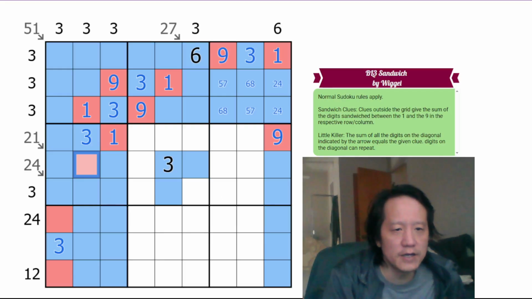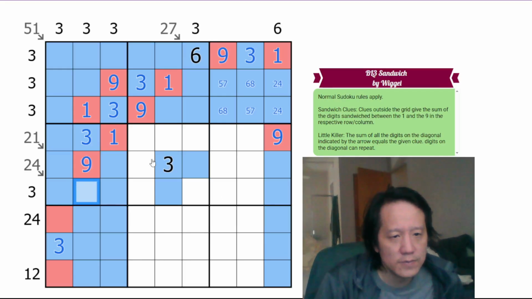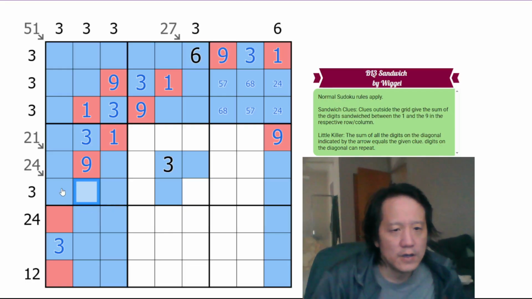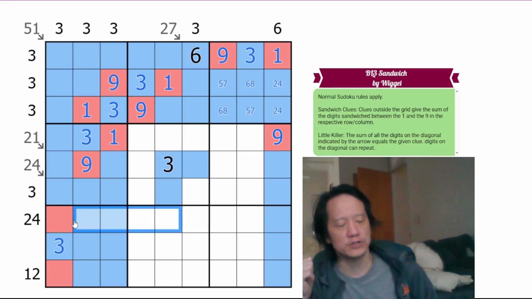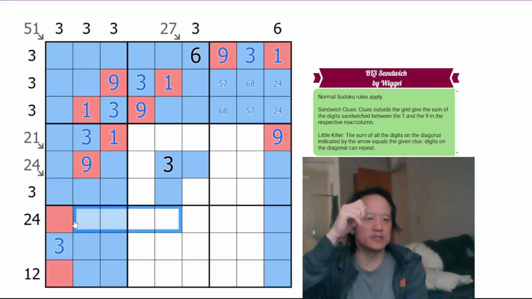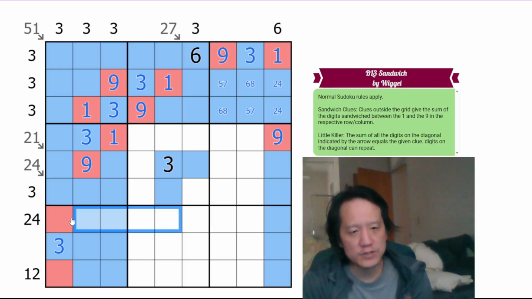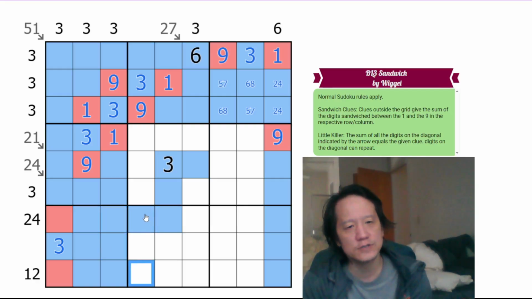This has to be 9. Neither of these can be 9. It could be a 7, 8 pair here. These 3, okay, so how many digits can add up to 24 in the sandwich? You have at most for 3 digits 6, 7, 8, which adds up to 21. So it has to be at least 4 digits. So that cannot be sandwich.